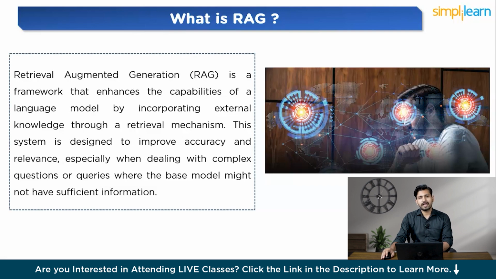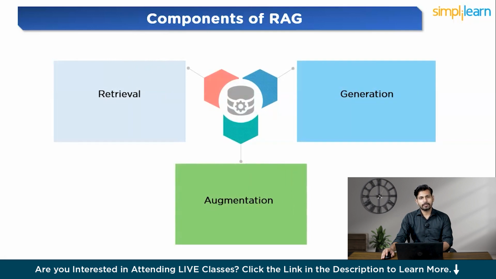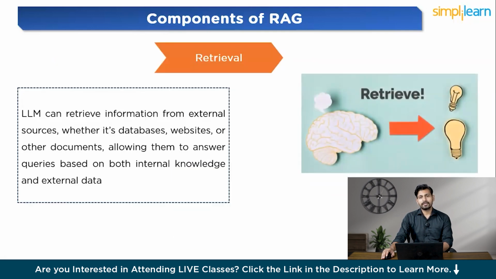Now let us try to understand the components of RAG. So guys, the first one is retrieval, second one is generation, third one is augmentation. So guys, our first step is retrieval.